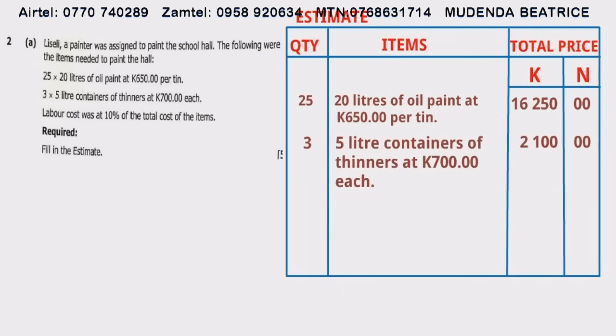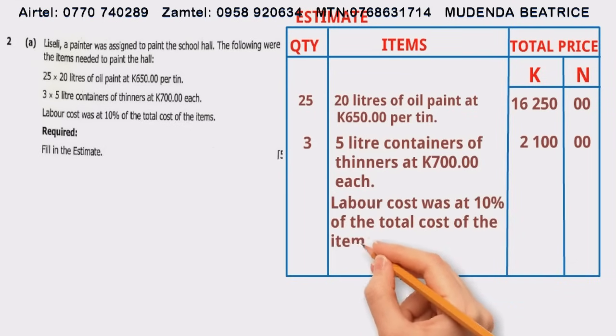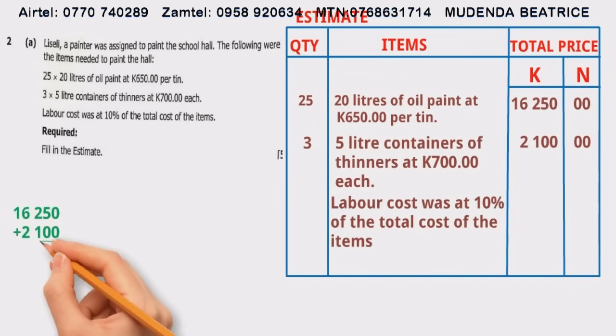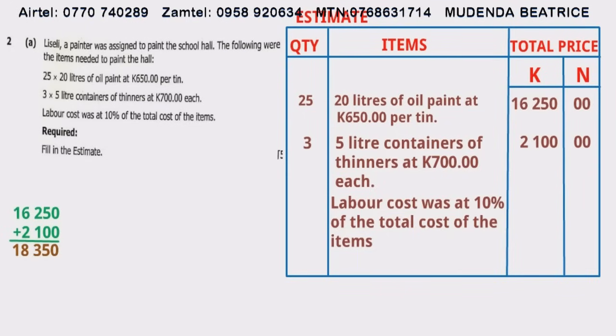Now we come to the third entry, which is labor cost at 10% of the total cost of the items. Okay, so for us to find how much labor will be, we need to find the value of 10% of the total cost. So meaning we need to add the cost of paint plus the cost of thinners. When we add that, we are going to have the total cost of items. So we say 16,250 kwacha plus 2,100 kwacha will give us 18,350 kwacha.